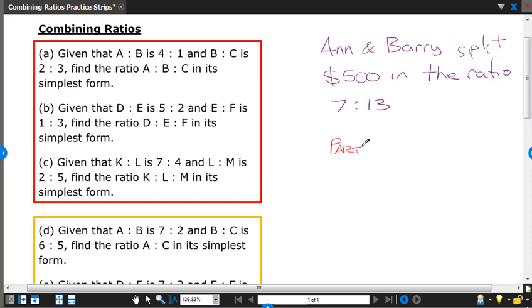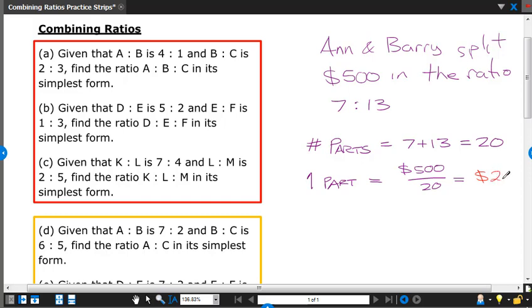the number of parts, so you just write down the number of parts equals 7 plus 13, right? I'm doing this with year 7s at the moment. So there's 20 parts. So that means one part equals $500 over 20. So that will give you $25, right?